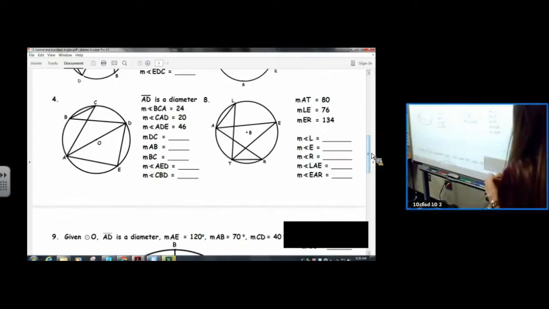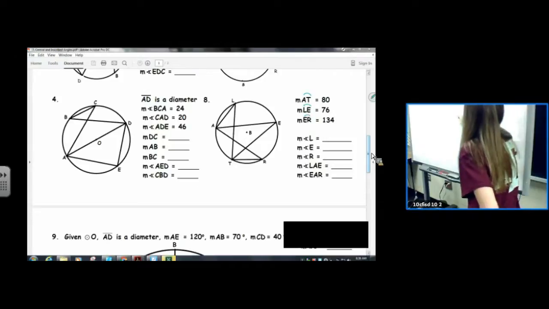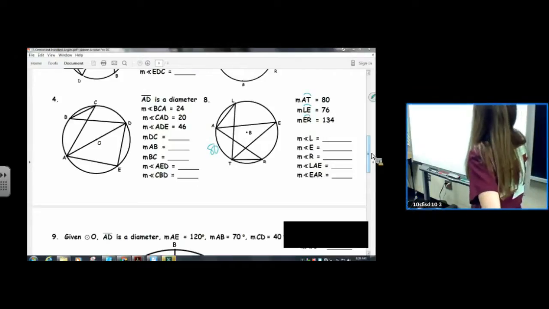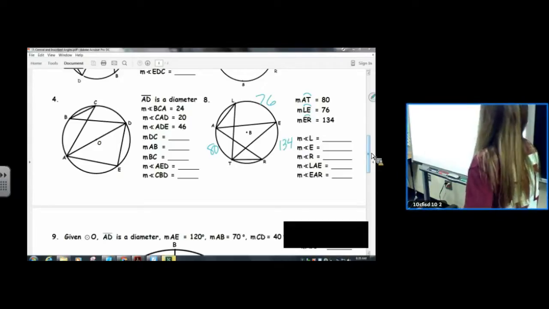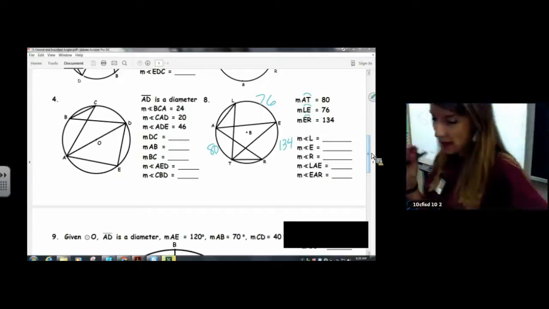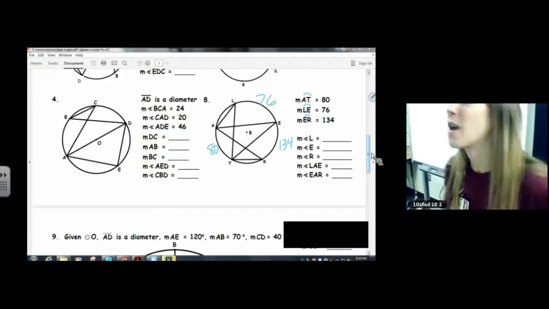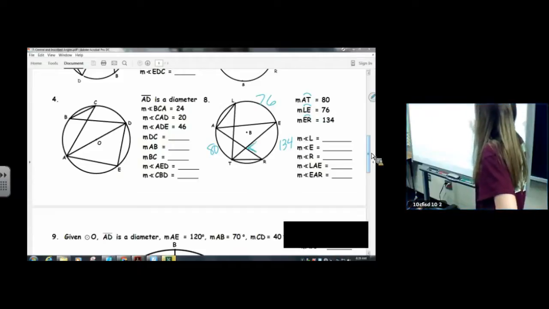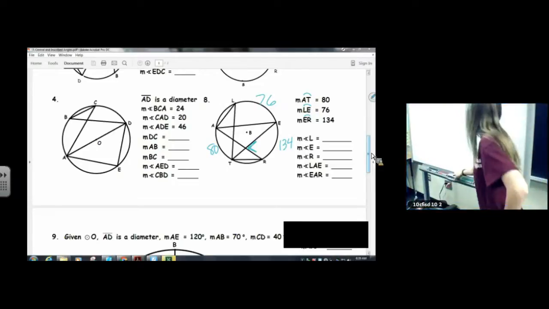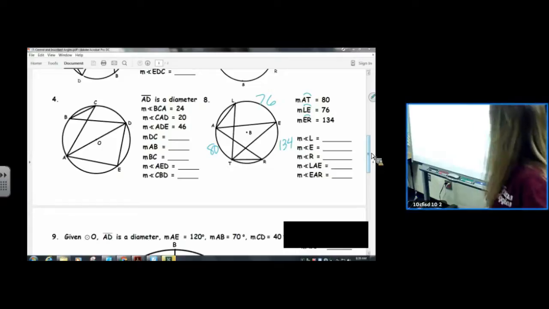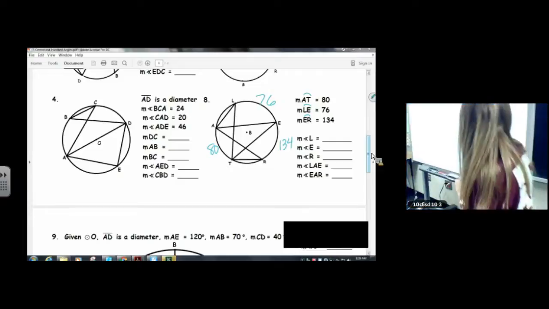Okay. All right, let's look at number 8. The measure of arc AT is 80. Measure of arc LE is 76. And the measure of arc ER is 134. Now, what we have to be careful about is we know how to find the measure of inscribed angles. We don't know how to find the measure of, let's say, this angle right here. Its vertex is not on the circle. So we need to be careful and make sure we're only using that theorem on angles whose vertex are on the circle.